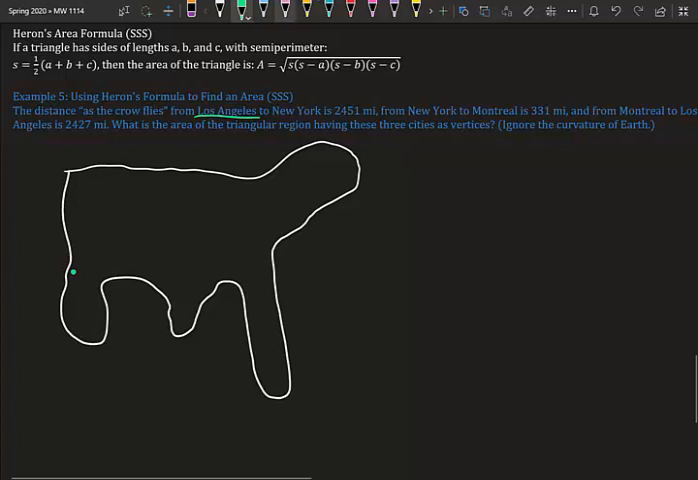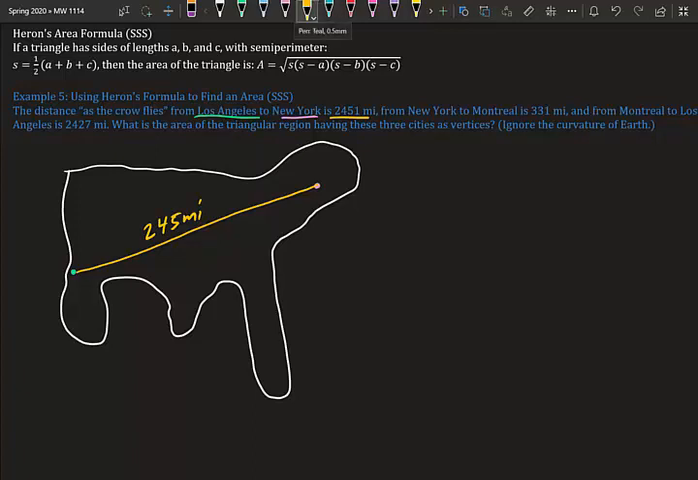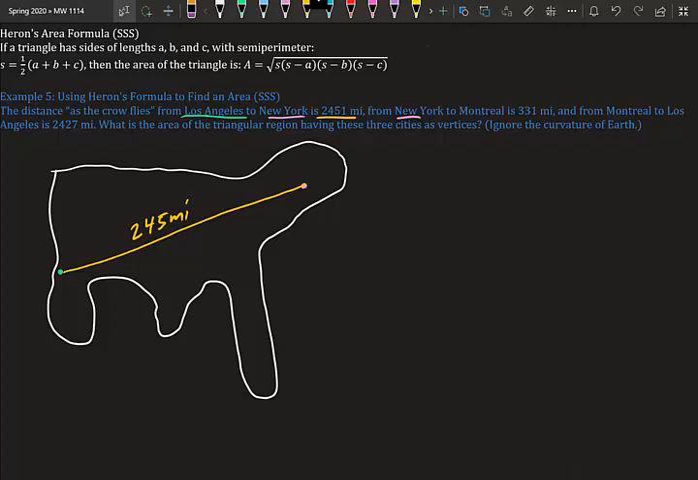And then to New York. So New York, somewhere up here. And it's telling me that from LA to New York, it's 2,451 miles. So from here to here, it's 2,451 miles. Then it's saying New York to Montreal. Montreal is in Canada, just above New York. It's about right there. So New York to Montreal is 331 miles. That means this distance here is 331 miles.